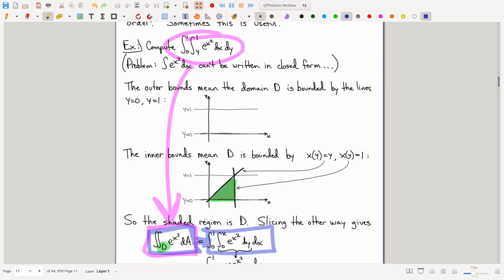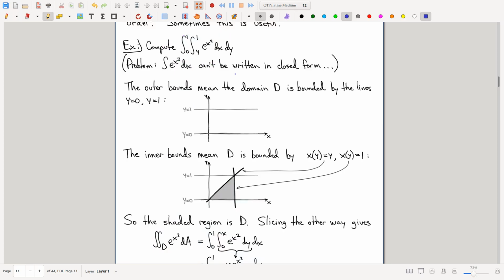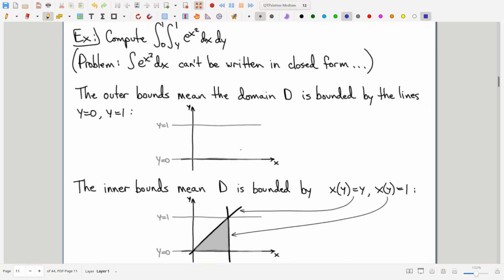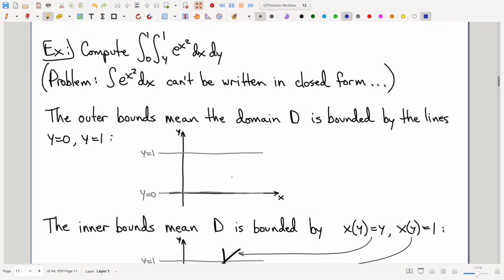All right, so first let's talk about how to reverse engineer our domain. Okay, so this is really just a matter of kind of undoing your usual slicing process. When I say y goes from 0 to 1, what that means is I'm going to start at y equals 0, and I'm going to end at y equals 1. So my domain, whatever my domain is, it's going to be somewhere in between those two lines.